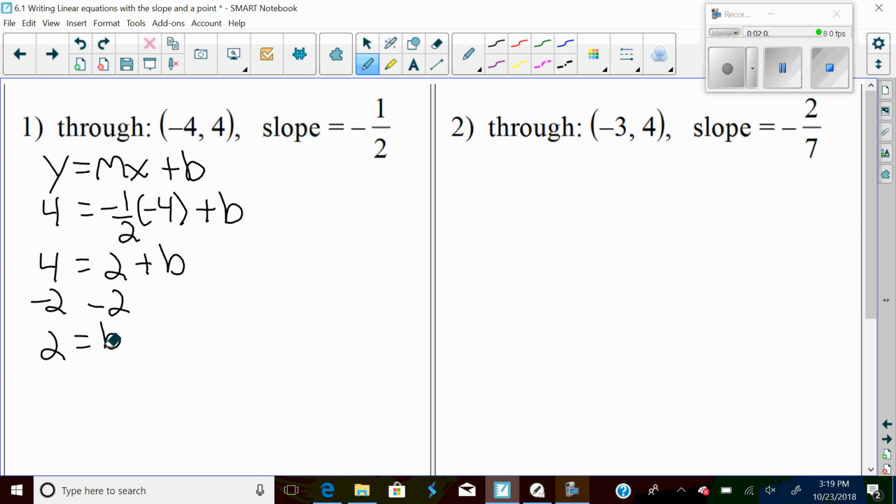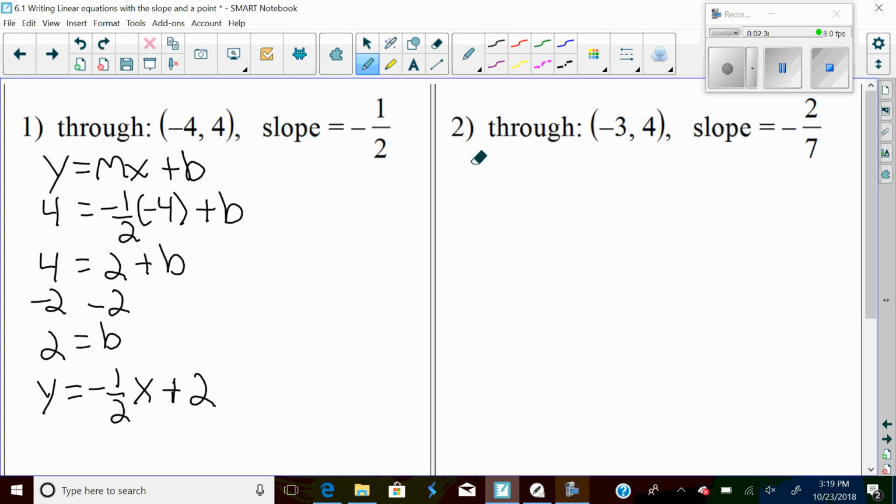Now we're going to rewrite our equation with both our constants, the slope and the y-intercept. So I'm going to start with y is equal to the slope, -1/2, times x, plus b, which is 2. So now we have it in the same format, with our slope being -1/2 and our y-intercept being 2. Okay, let's take a look at another example.